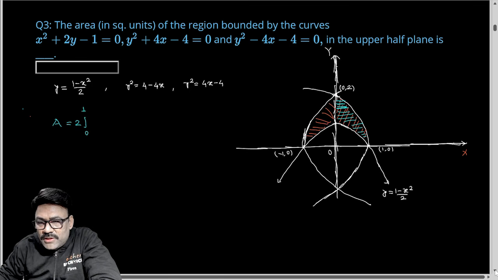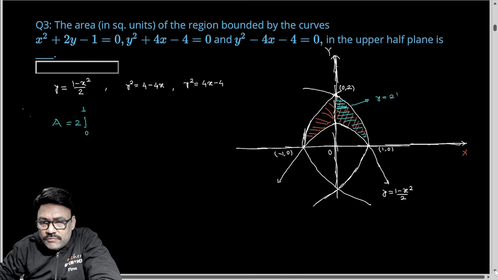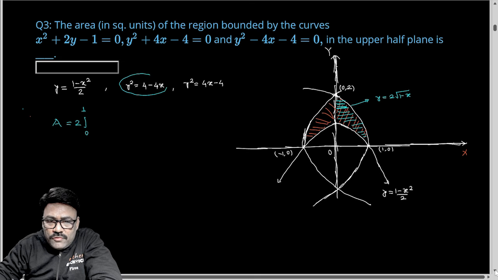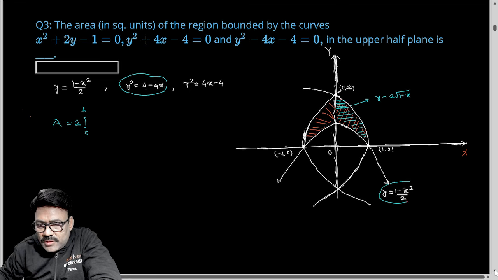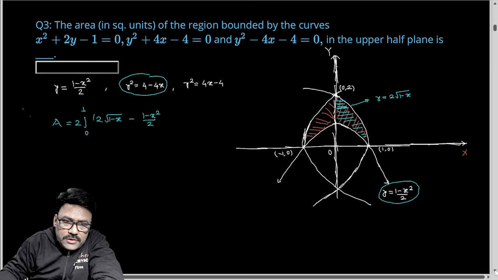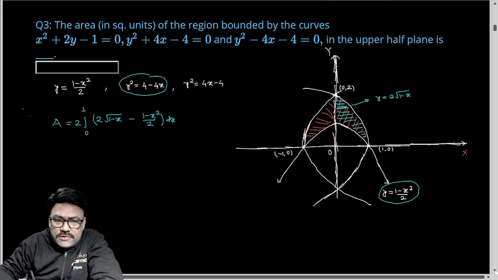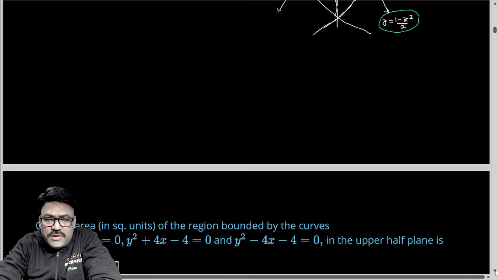From 0 to 1, upper curve minus lower curve. So this upper curve is y square is equal to 4 minus 4x, or you can say it is 2 times under root 1 minus x. And the lower curve is this curve, y is equal to 1 minus x square by 2. So write upper minus lower: 2 times under root 1 minus x minus lower, which is 1 minus x square by 2, dx. And now it is very simple integration. Just integrate it, you will get your area. And when you integrate, ultimately this area comes out to be 2.